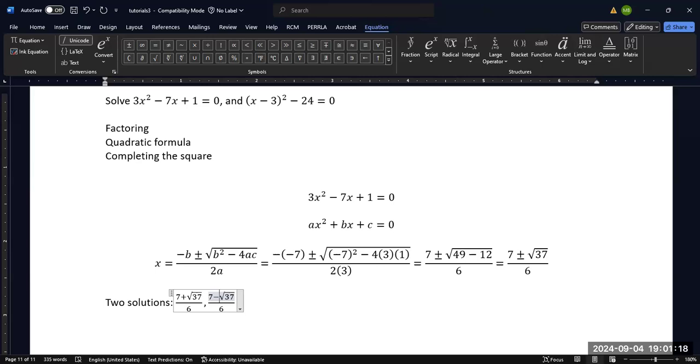If you put this in your calculator, make sure that you either add parentheses into your calculator or find a number for the numerator before you divide by 6. I get 2.18 approximately for the first solution, and for the second one, I get 0.15. They're both positive. The square root of 37 is going to be bigger than 6, but not as big as 7, because 36 is a perfect square, 6 squared, and 49 is a perfect square, 7 squared.